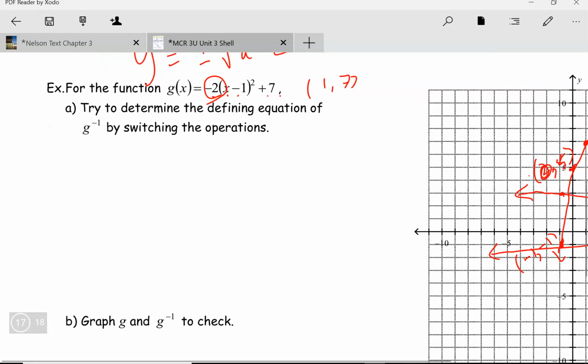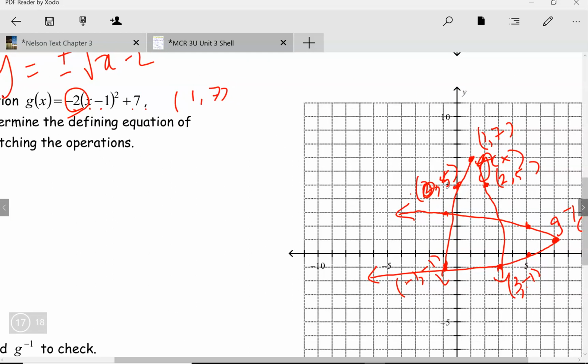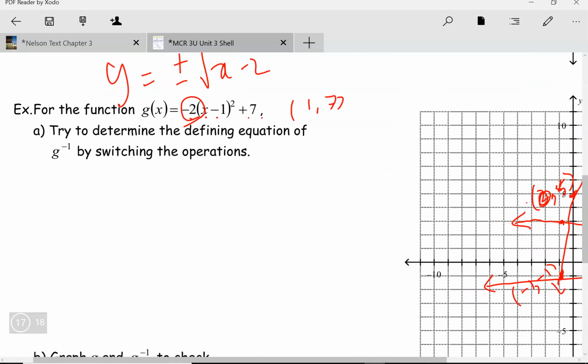Hopefully we see what I did here. I took all these points and switched the x and the y and plotted those different points. So for the inverse, I plotted (7, 1), (5, 2), (5, 0), (-1, 3), (-1, -1), and plotted that graph. So hopefully we're okay with all this stuff from unit 1.